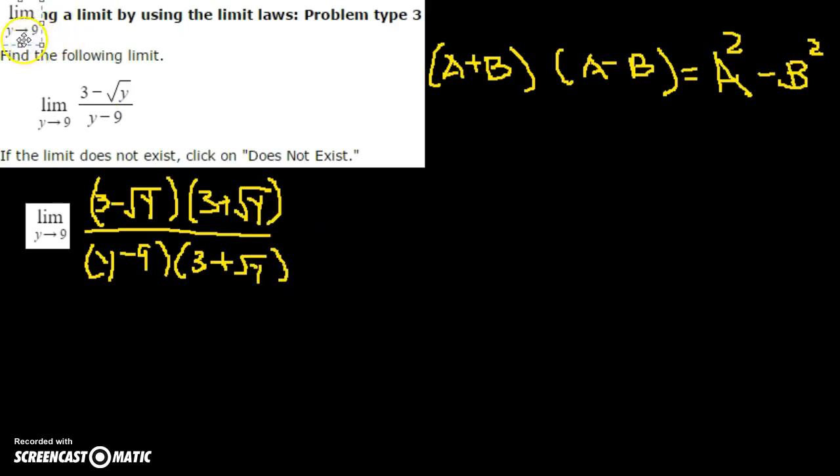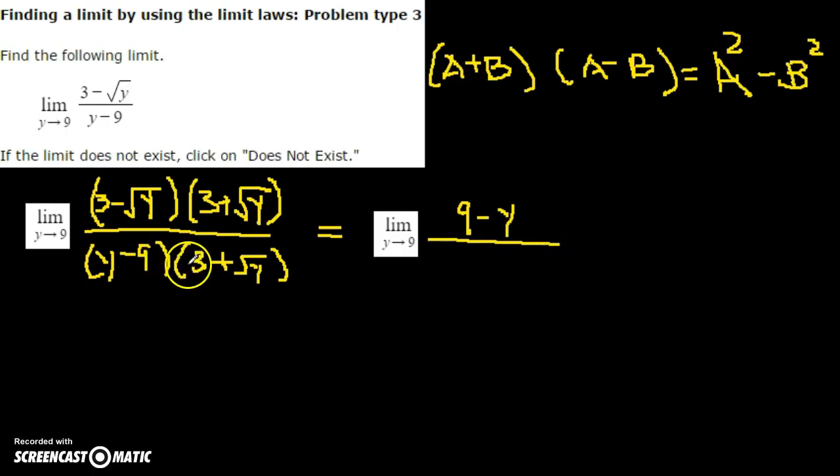And this is equal to, so I will have 3 squared, which is 9, minus, 3 is my a, so 3 squared gives me 9. My b is square root y. B squared, so the square and square root cancel out. I will only have 9 minus y. Now my denominator is a bit more complex, but I'm not going to touch it yet. I'm just going to leave it as y minus 9 and 3 plus square root y.